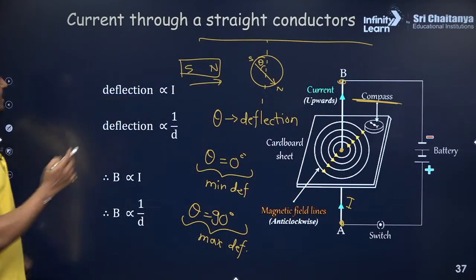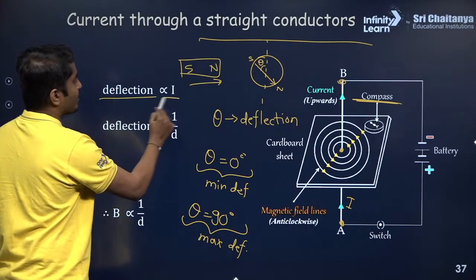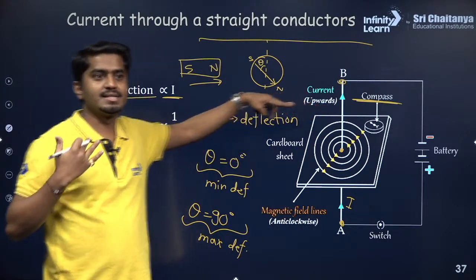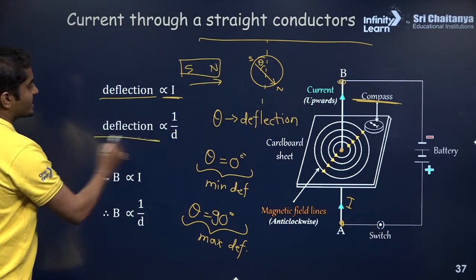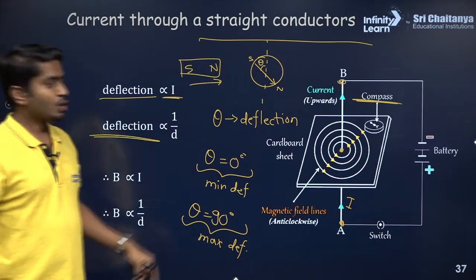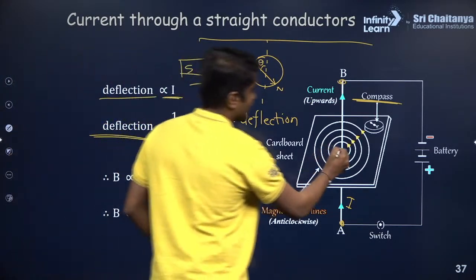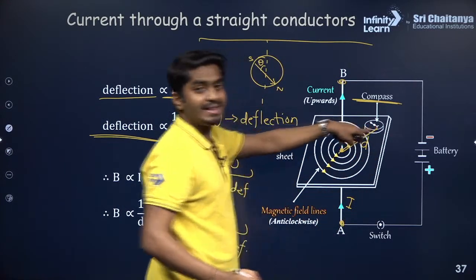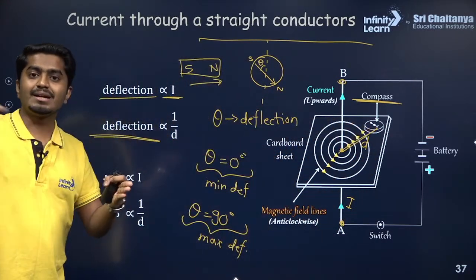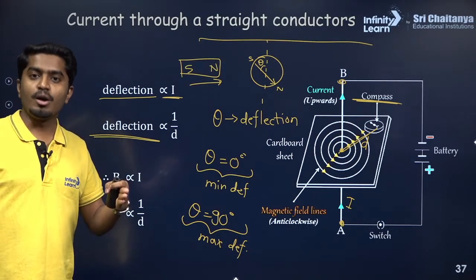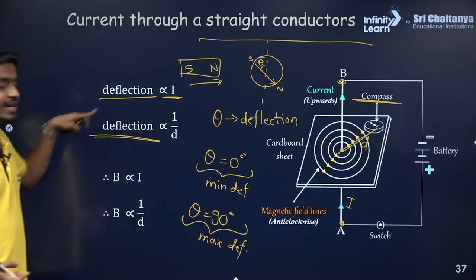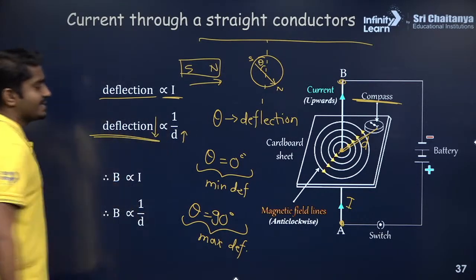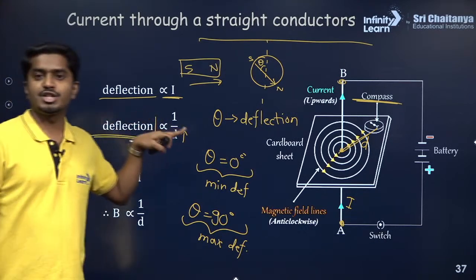What did people observe? The deflection is directly proportional to the current. When you increase the current, deflection increases. The second one, deflection is inversely proportional to distance. This is the distance between the conductor and the compass needle. If you bring the compass needle far from the conductor, then when you increase the D, deflection will decrease. That is the inverse relationship.